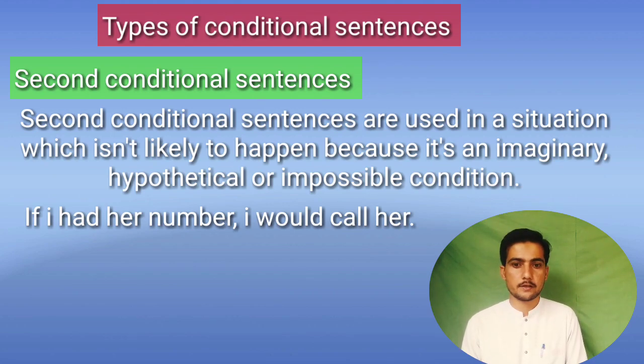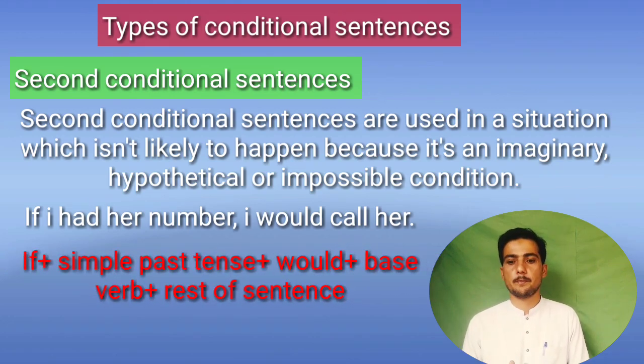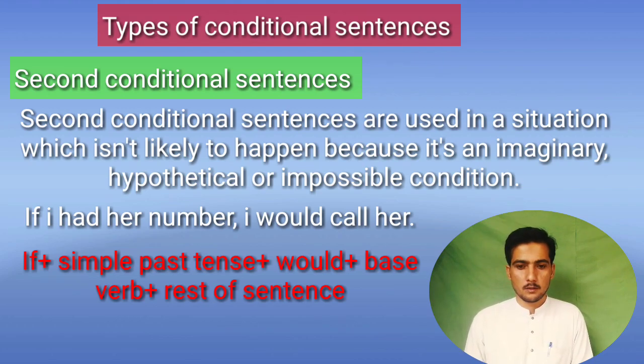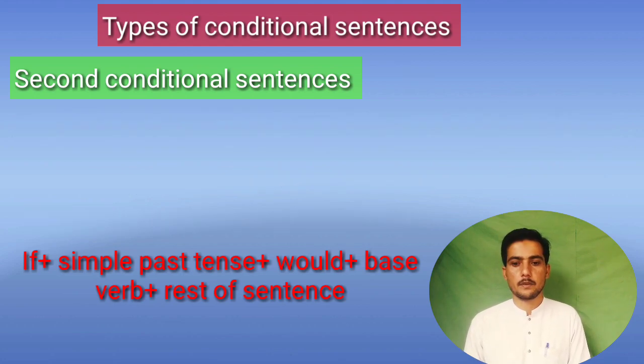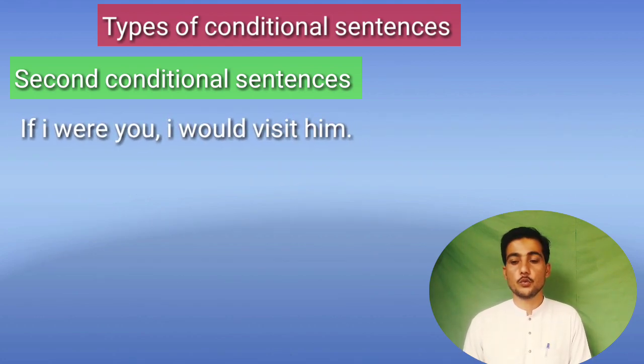So the structure is if plus simple past tense plus would plus base form plus rest of the sentence. And there are more examples of it, like: if I were you, I would visit him. So you can see that it is an imaginary situation, because I cannot become you. So how can I visit him? So it is a kind of imaginary, impossible situation, because it cannot be fulfilled.